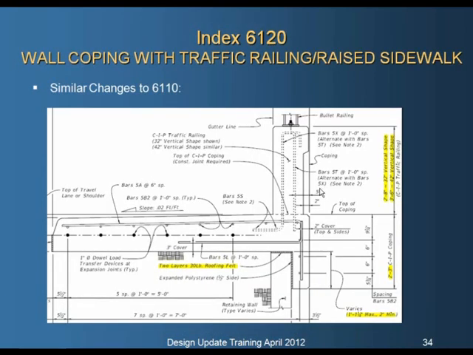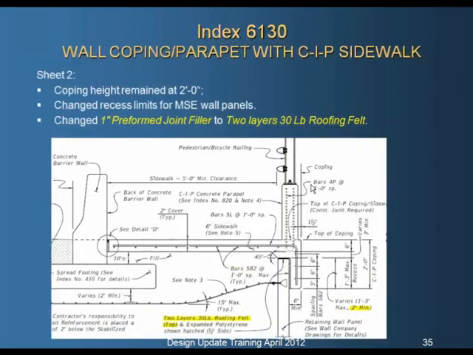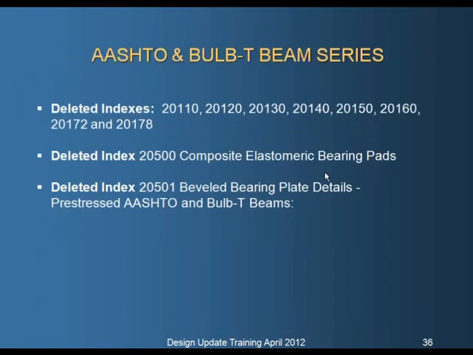Similar changes were made to the raised sidewalk junction slab, and the pedestrian parapet cast-in-place sidewalk did not need to be revised to a 2'3" coping height, so it's remaining 2 foot at this time. So that's something to be aware of. I'm skipping through some of these because I don't want to run out of time at the end here.